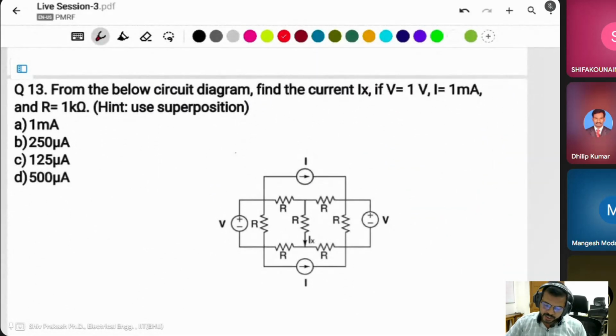From the below circuit diagram, find the current Ix. If the two voltages are 1 volt, and these two current sources are 1 milliampere, and all resistances are 1 kilo ohm, then what is this Ix?